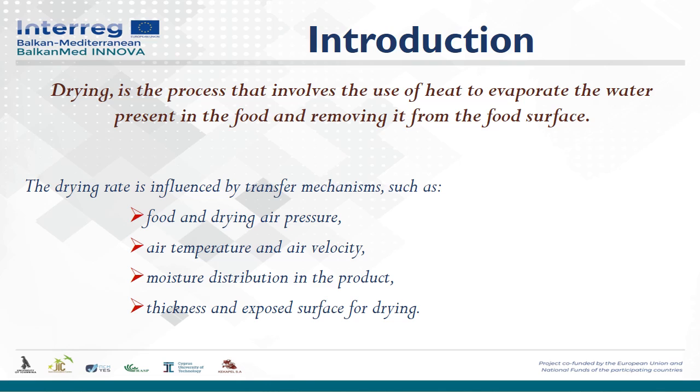The drying rate is mostly influenced by transfer mechanisms such as food and drying air pressure, air temperature and air velocity, moisture distribution in the product, and the thickness and exposed surface for drying. Thickness is important because if the product for drying is too thick, in that case the process is very difficult, and the coefficient of drying may be too low.